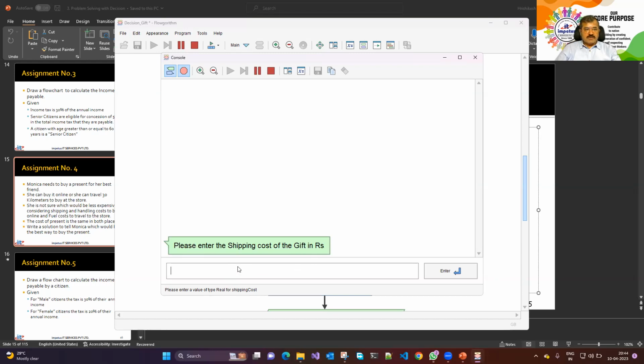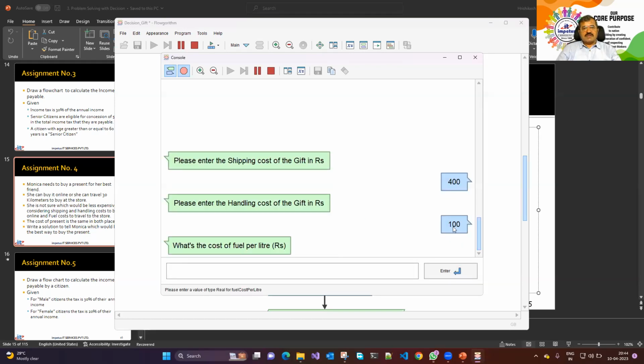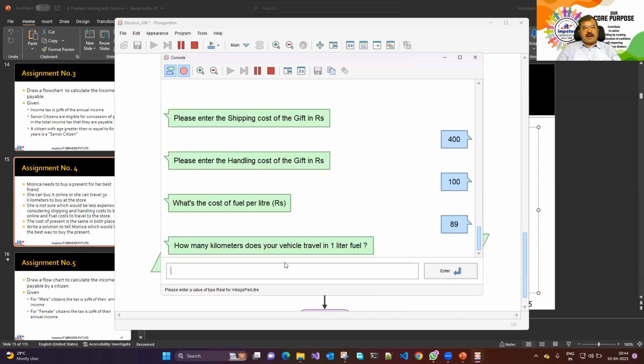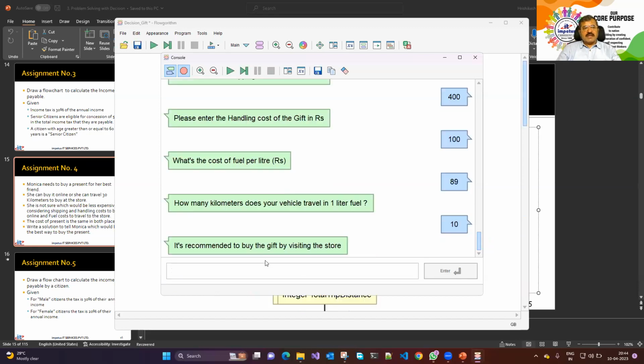So please enter the shipping cost of the gift in rupees. Suppose the shipping cost was 400 rupees. Please enter the handling cost. That was 100 rupees. The shipping cost was 400, handling was 100, so that is 500. What's the cost of the fuel per liter? Suppose it's 89 rupees per liter. And how many kilometers does your vehicle travel in 1 liter of fuel? Suppose it travels 10 kilometers. So in that case, it's recommended to buy the gift by visiting the store.